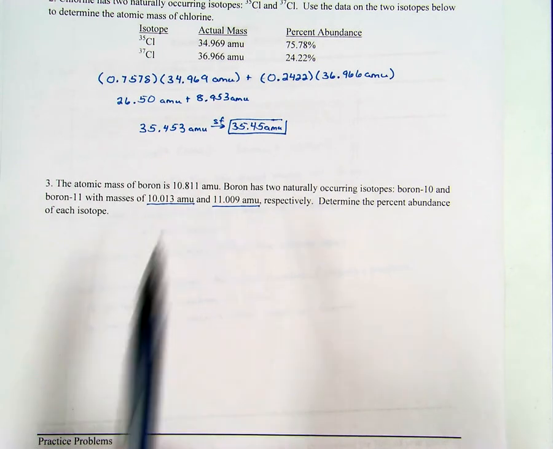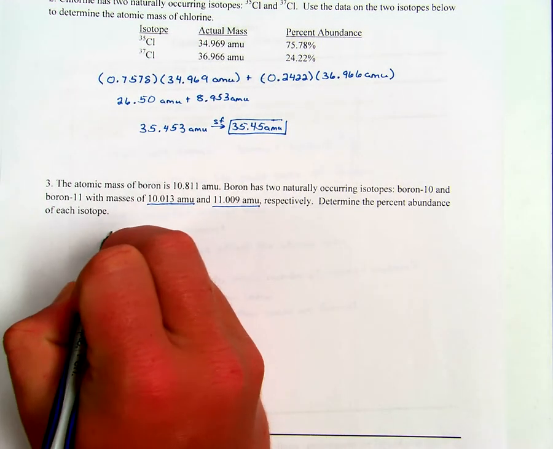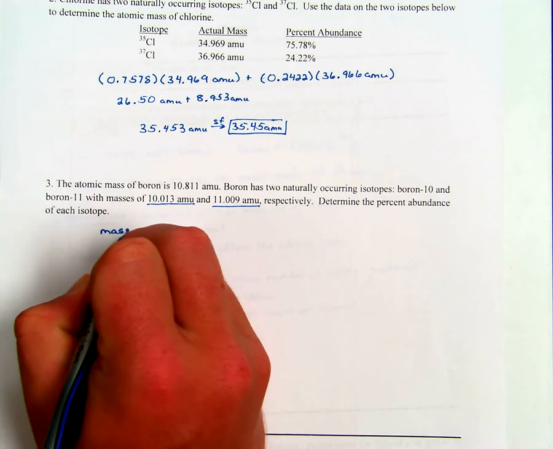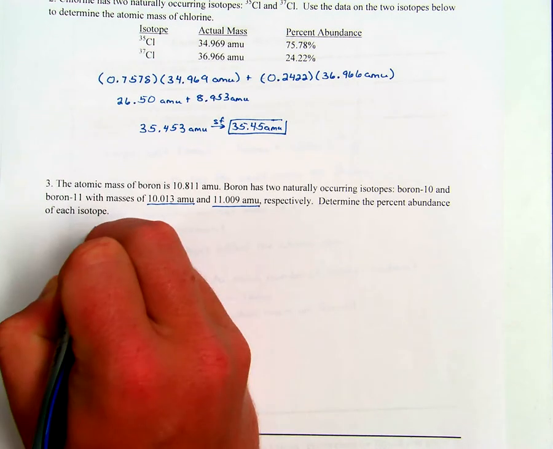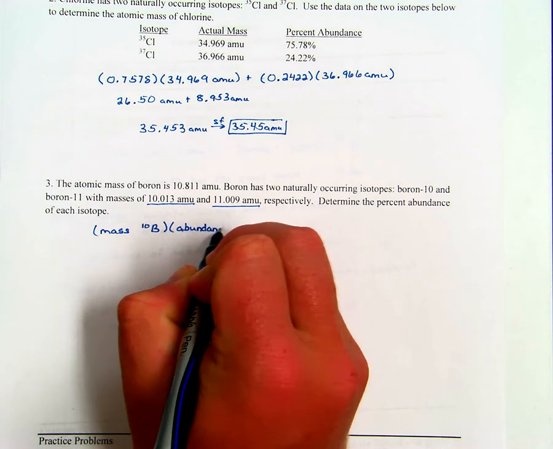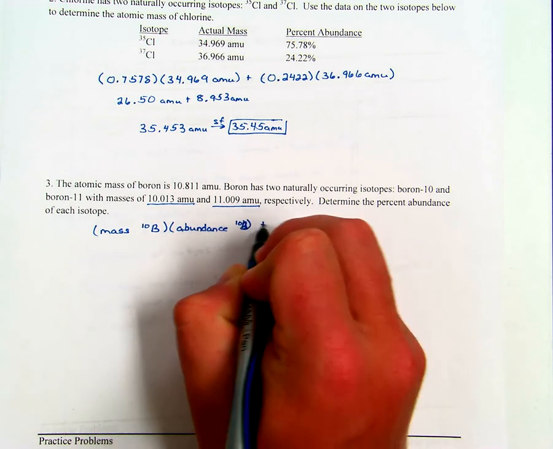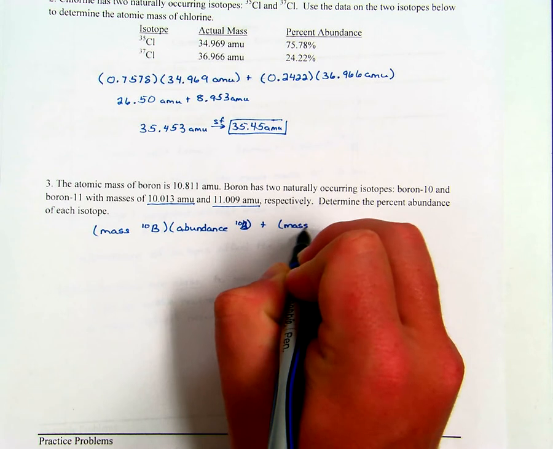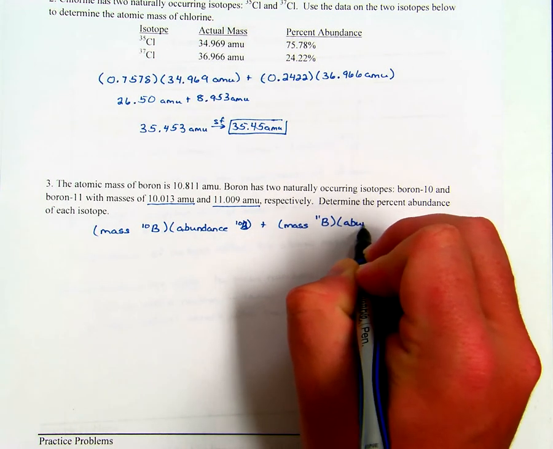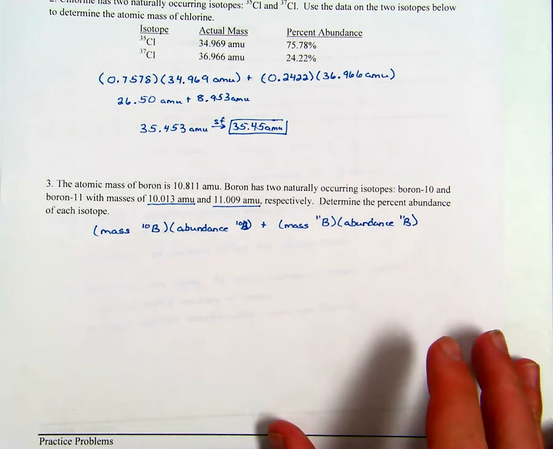We know that if I take the mass of boron-10 and multiply that by the abundance of boron-10, and I add to that the same thing for boron-11, the mass of boron-11 times the abundance of boron-11, that's going to equal the atomic mass. That's how we calculate atomic mass, which we're told is 10.811 AMUs.